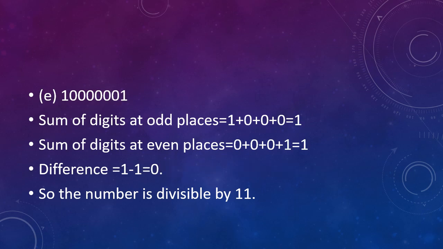1 crore and 1. Sum of the digits at odd places is equal to 1. Sum of the digits at even places is equal to 1. Difference is equal to 1 minus 1, that is equal to 0. So the number is divisible by 11.